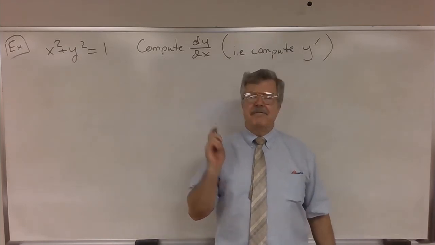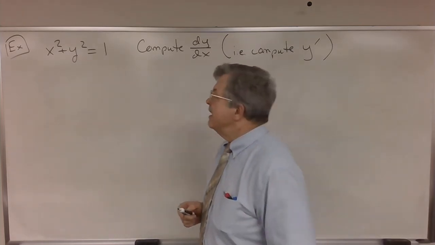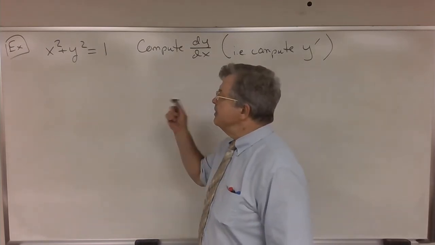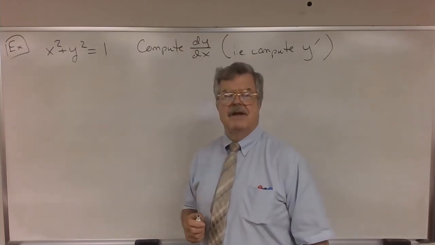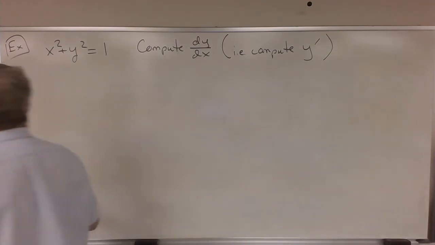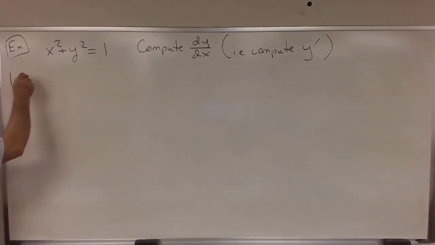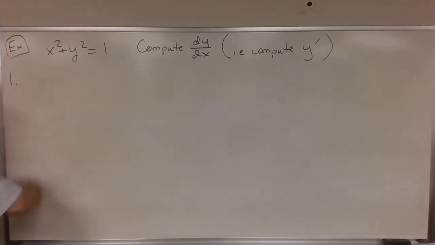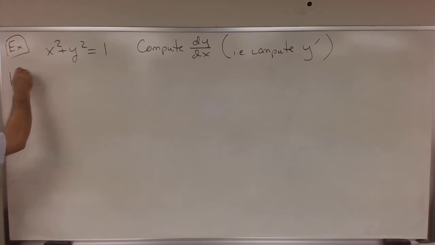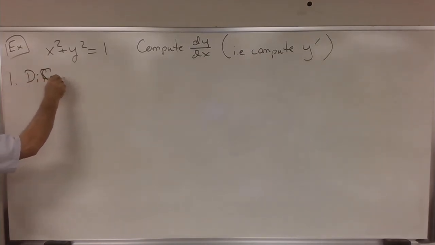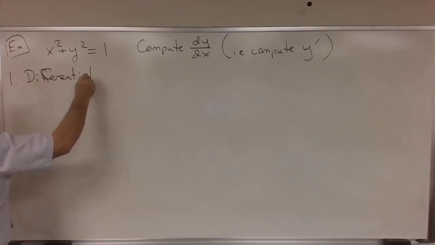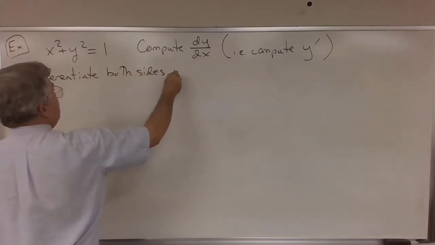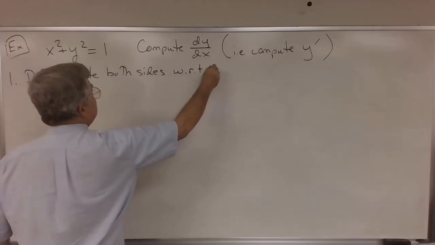And I don't know what else to do, but we've got to do something, right? So my first inclination, because I don't know what else to do, is just to compute the derivative of both sides of the equation with respect to x. Now, it might work, might not. And let's see, now that we know what the word differentiate means, I can use that. Differentiate both sides with respect to x.